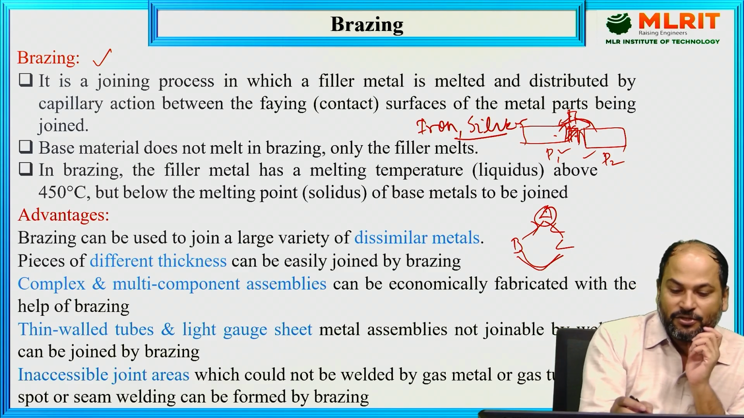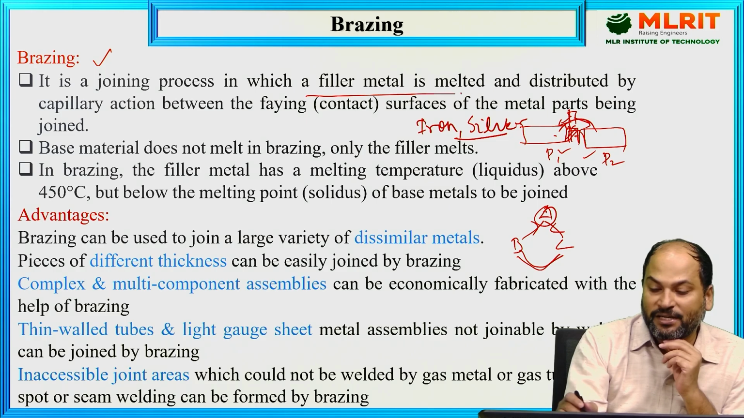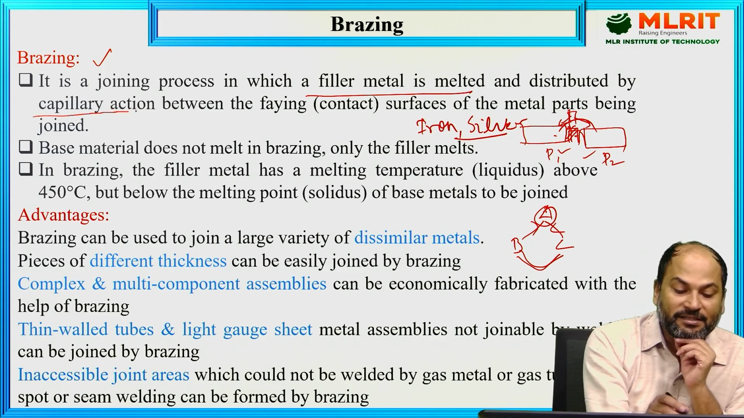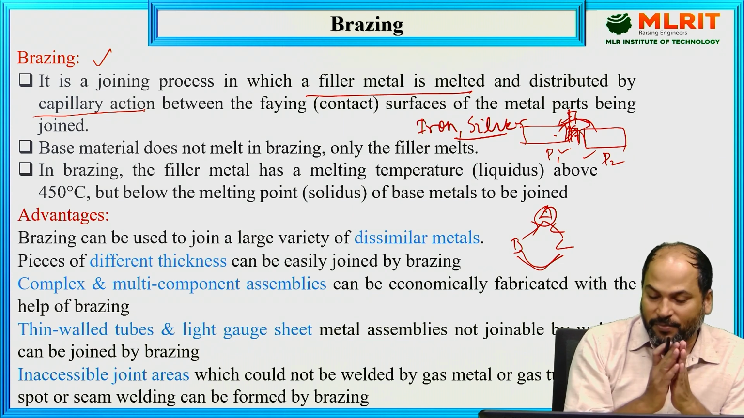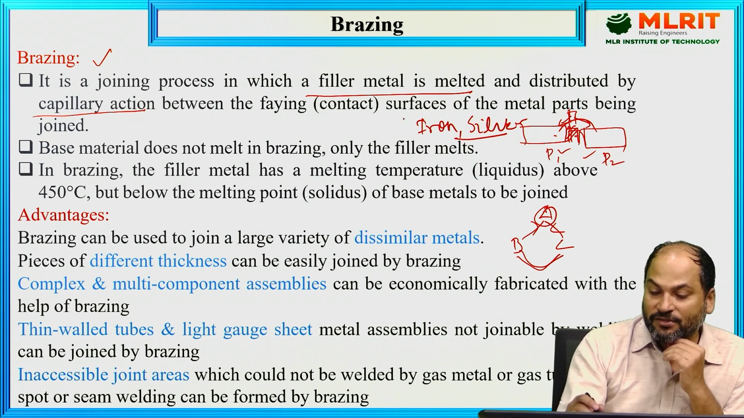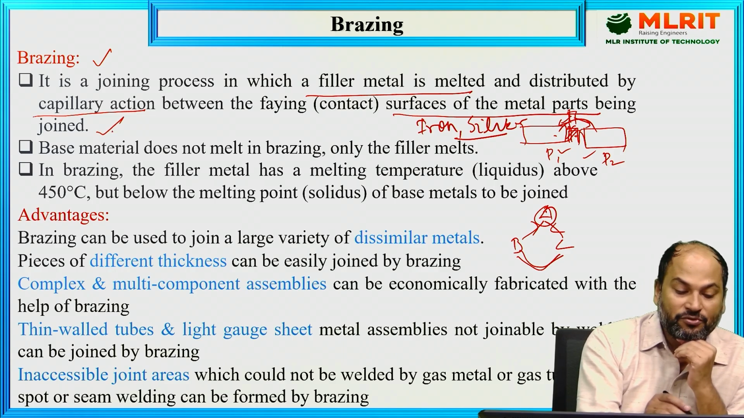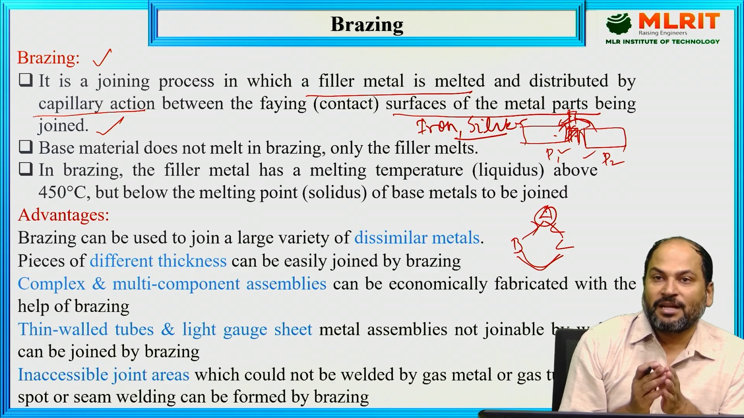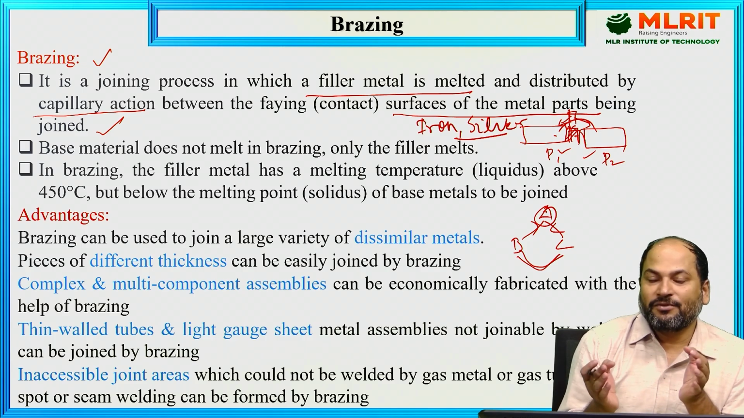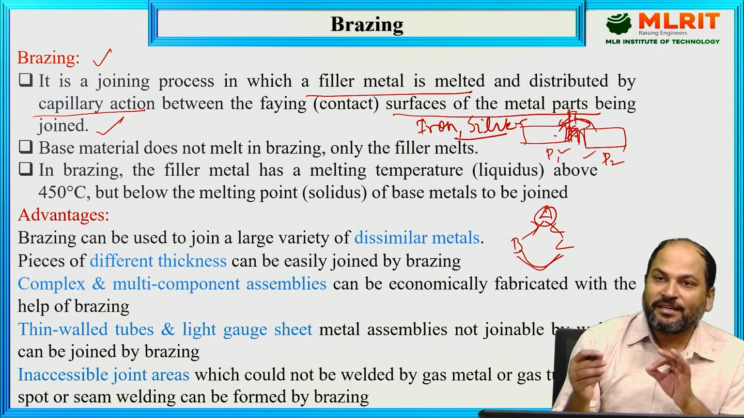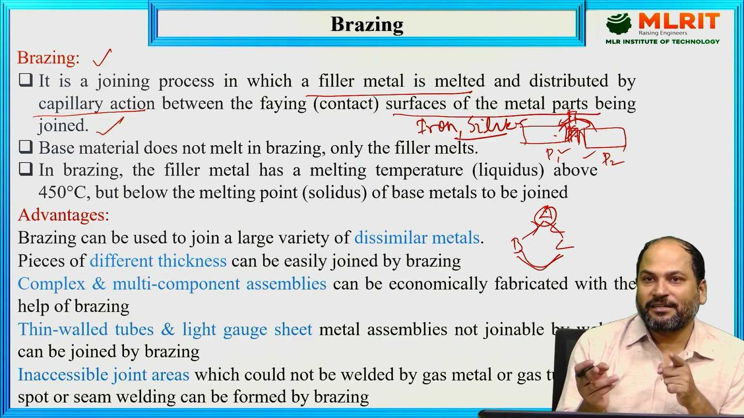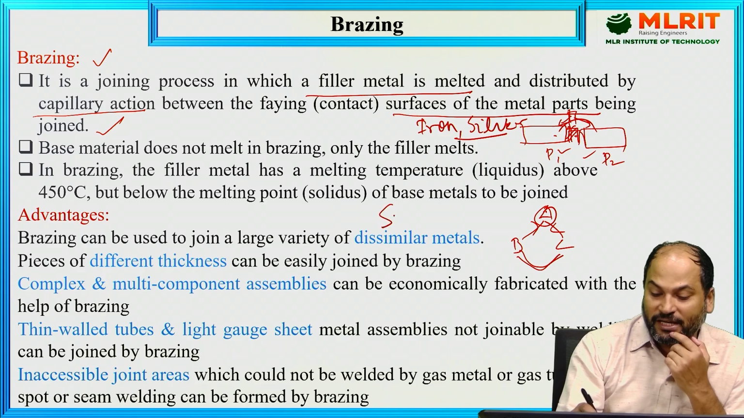So now we'll see it is a joining process in which a filler metal is melted. Yes, filler metal is melted and distributed by capillary action, capillarity, between the faying surfaces of the metal parts we are going to join. The base material doesn't melt. That is the biggest advantage of this process. Base material will not be melted. Which one will be melted? Base material will remain in its solid state. The filler that we are using will be melted. That's why sometimes this process is known as a solid liquid process.